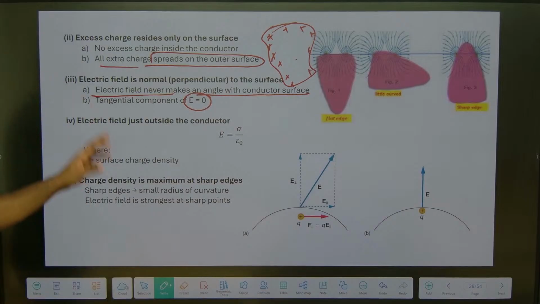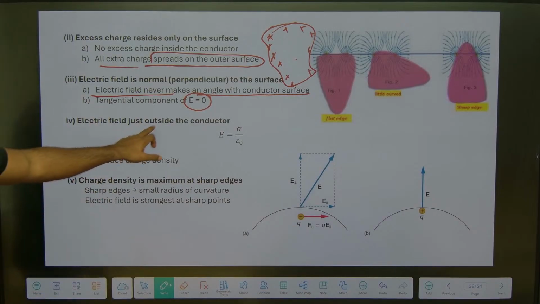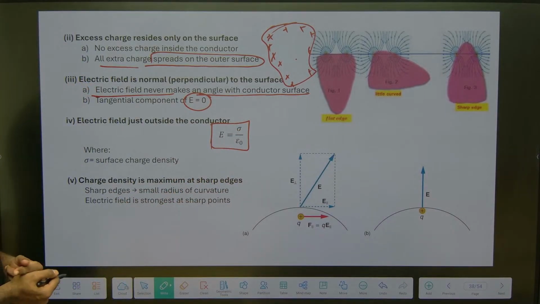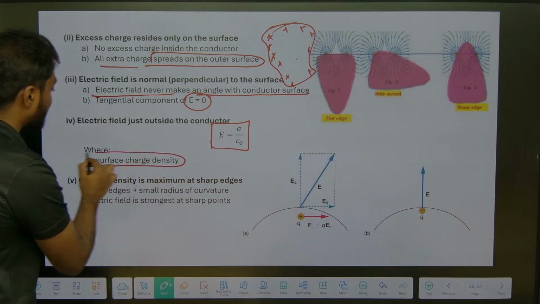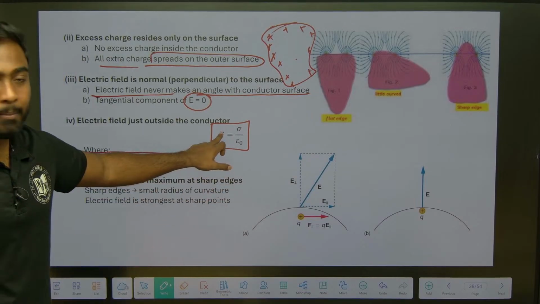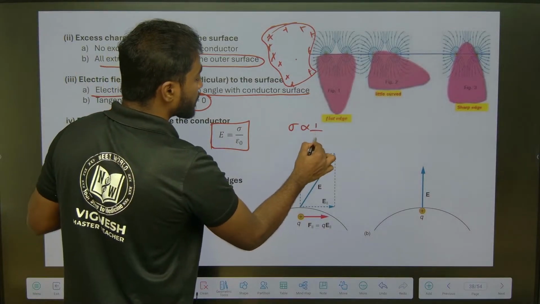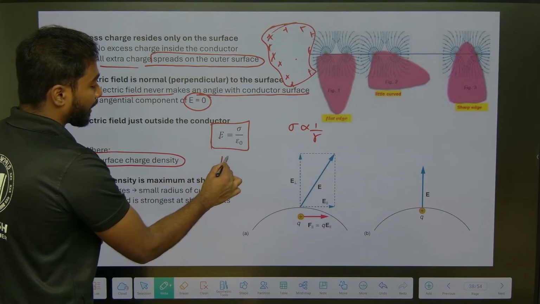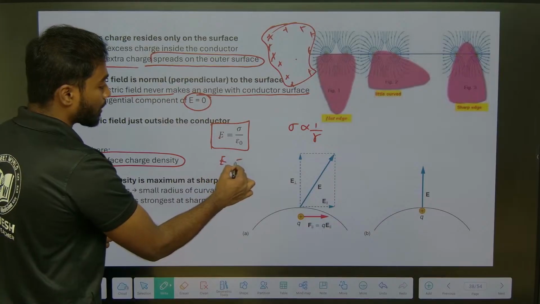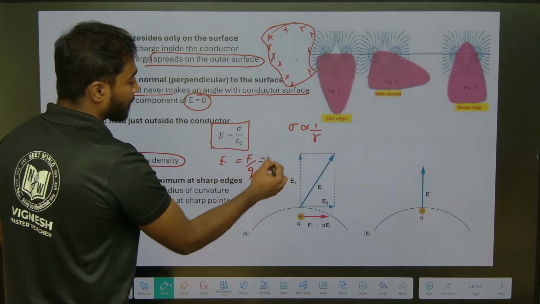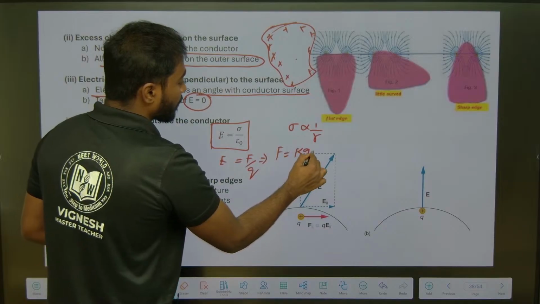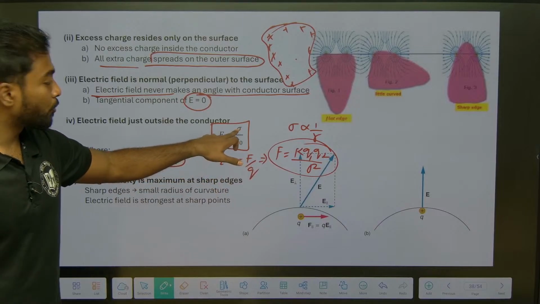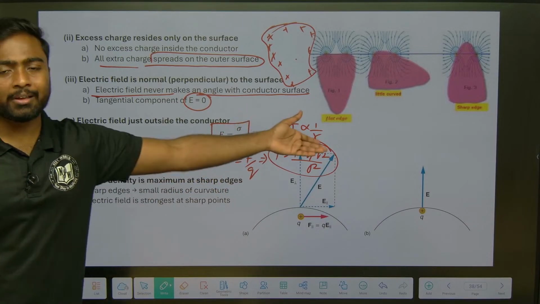So these are the properties, and the fourth property is that the electric field just outside the conductor is sigma by epsilon naught, where sigma is the surface charge density. So we have solved a problem based on this, which is that sigma is inversely proportional to R, right? How we got that: when we talk about electric field, E is equal to F by Q. We know that F is K Q1 Q2 by R square, right? So from this, E is directly proportional to sigma, and sigma is inversely proportional to the radius, right?